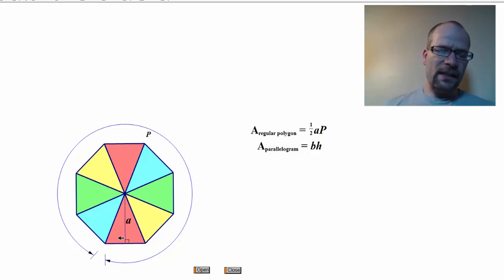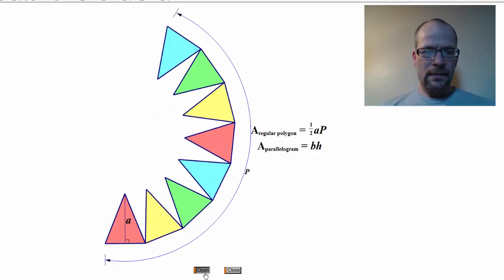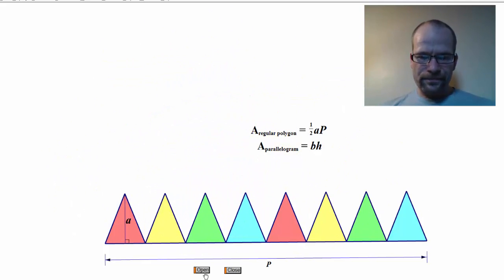Now, as we open this up, we're going to unpeel it like we would an orange with the segments in place. We'll find it would look like this. You can see that the p, which was the perimeter, is now actually the base along here, along these triangles. The apothem is still in place, and so we have the same exact area. It's just arranged slightly differently.